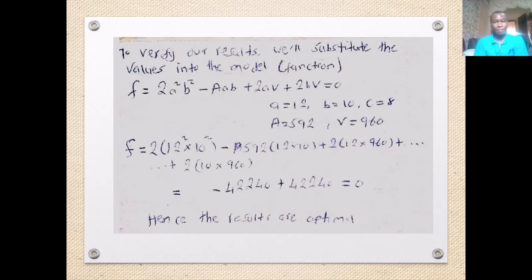Now you can go ahead and use the other possibility when A is 10 and B is 12, C is maintained or constant as 8. You are still going to have the same result. You are still going to land at 0, which means whichever possibility you take, it is going to be optimal as long as you are after making more profit.